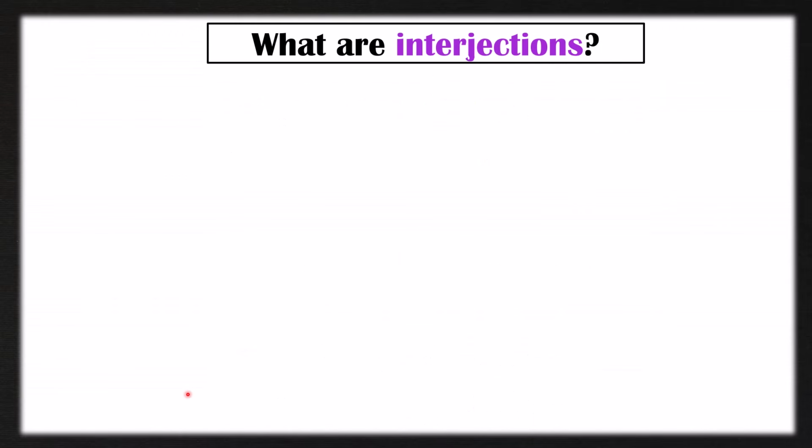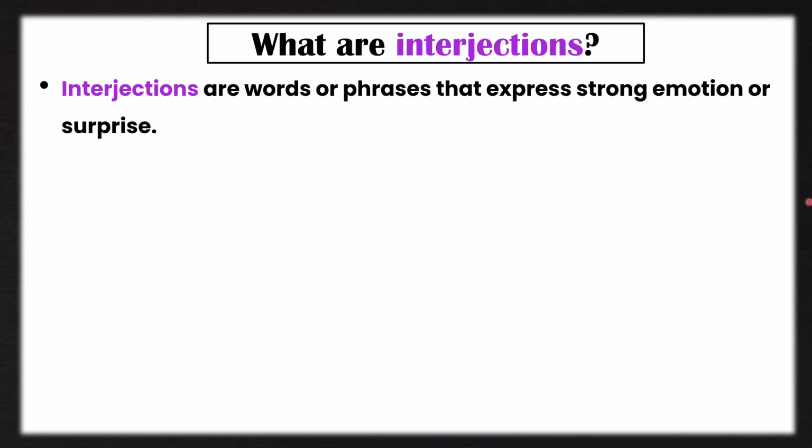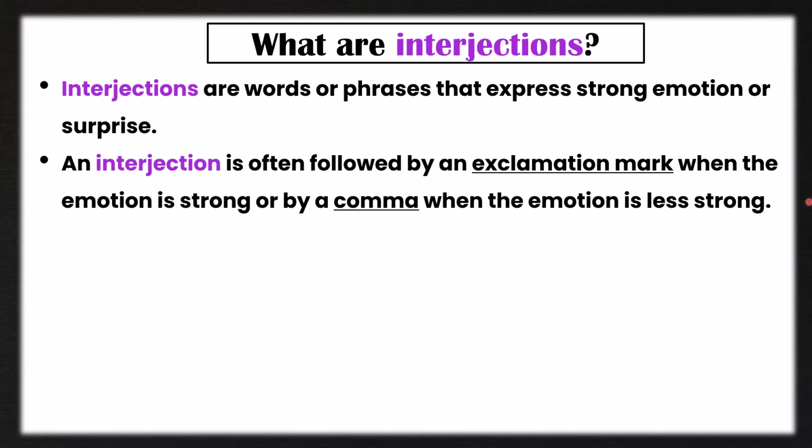And finally, we have interjections. Now, interjections are common in informal writing or in novels, short stories, emails, text messages to your friends, and in spoken English. They are not used in formal writing. And interjections are words or phrases that express strong emotion or surprise. An interjection is often followed by an exclamation mark when the emotion is strong, or by a comma when the emotion is not as strong.